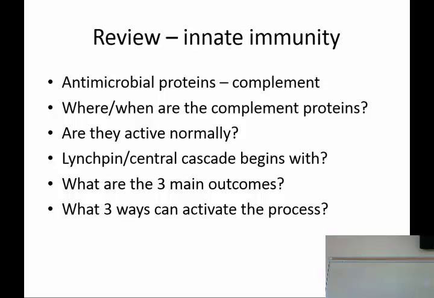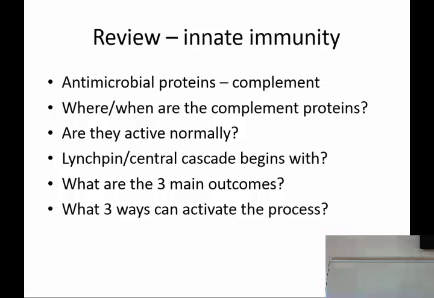Now, how do we turn this cascade on? What are the 3 ways we can do it? What's the classic pathway? Classic pathway is the first one that was discovered, and it's really linked to the adaptive immune response. Adaptive immunity relies on what? Production of what? Antibodies, right? So if antibodies find their targets, that's one way you can turn the complement system on. So a specific response has this generic effect. So that's one way, the classic antibody-antigen pathway.